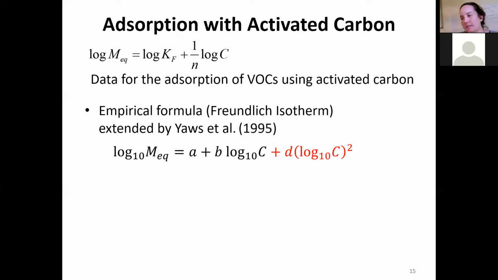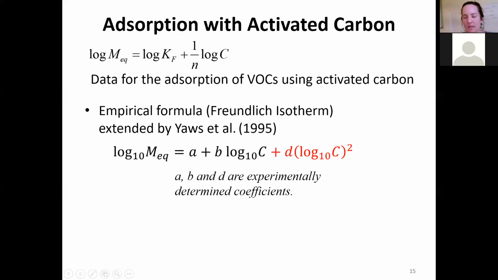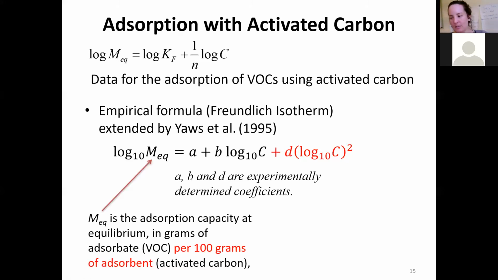So the type of tables and the way you find this data is usually based on measurements. And for instance, here from Freundlich, you have M equilibrium in this log form. And this was extended by Yaws, and he added an extra term to make it fit better. So you have the log is equal to the constant A, plus B times the log of the concentration, plus D times the log of the concentration squared. These coefficients are determined experimentally.